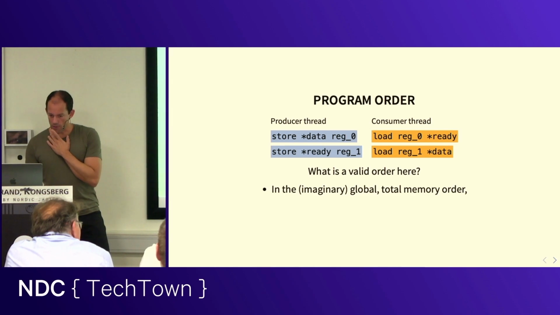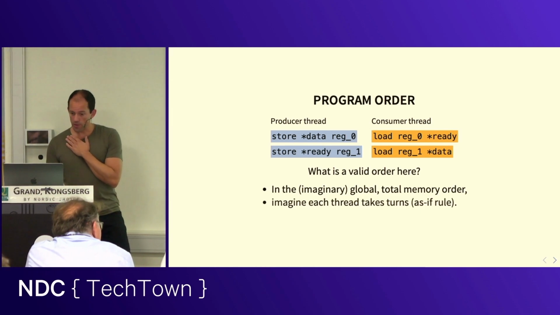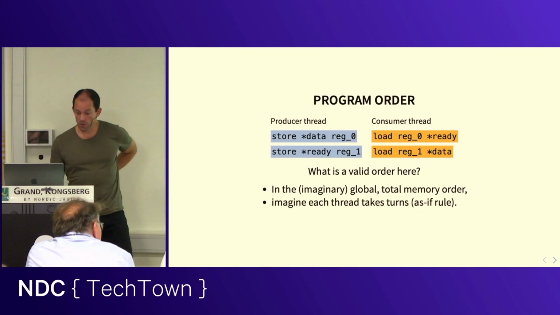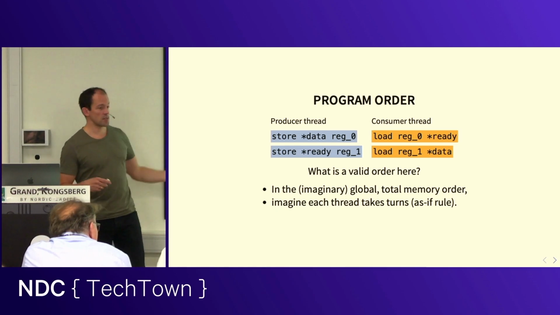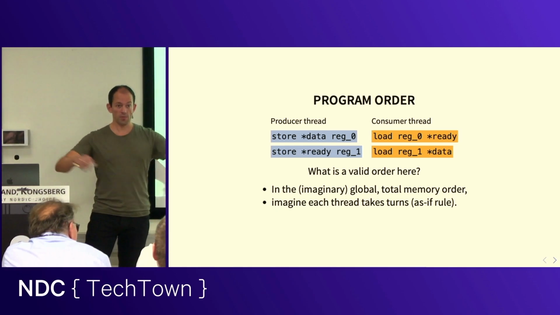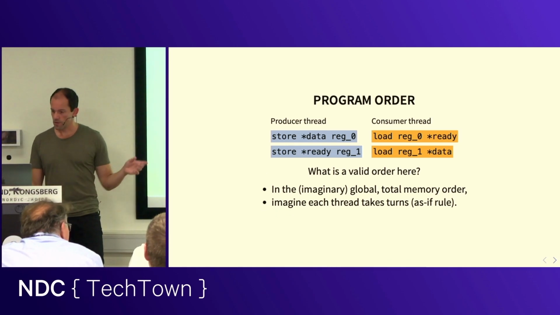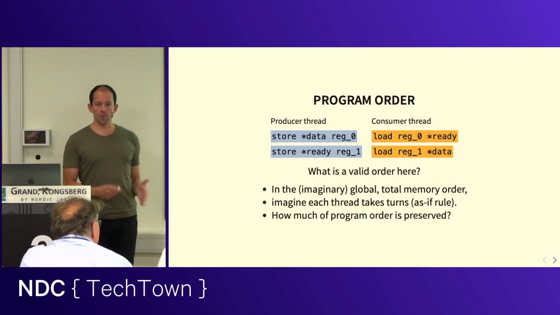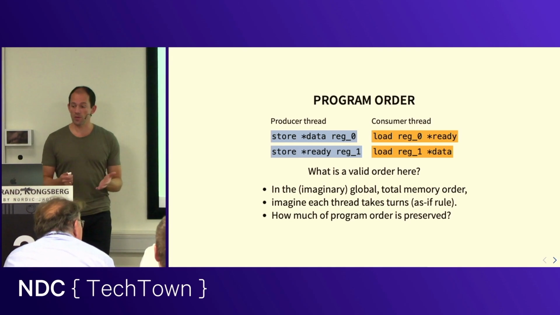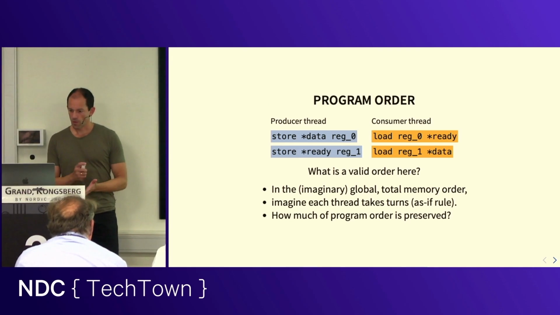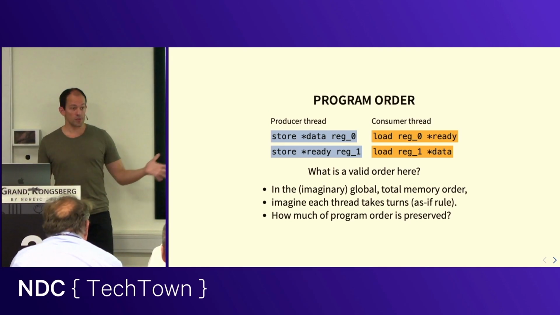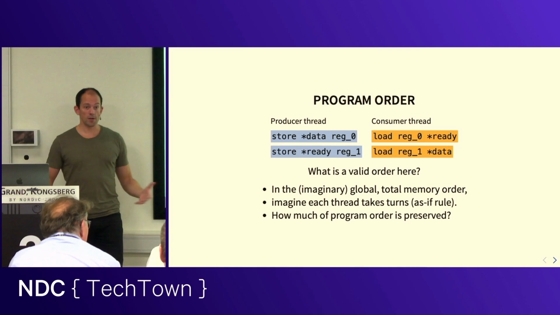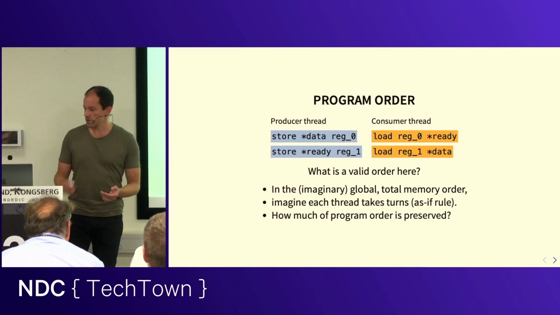Yeah, so I think I said already, in the imaginary global total memory order, imagine that each thread takes turns, and then you have this as-if rule. They don't actually do this, right? You have all sorts of caches and fancy stuff, but it has to be as if this happens. And then how much of the program order is preserved into that total order? But this is just a theoretical model, right? The architecture promises this to the compiler writer or whatever.